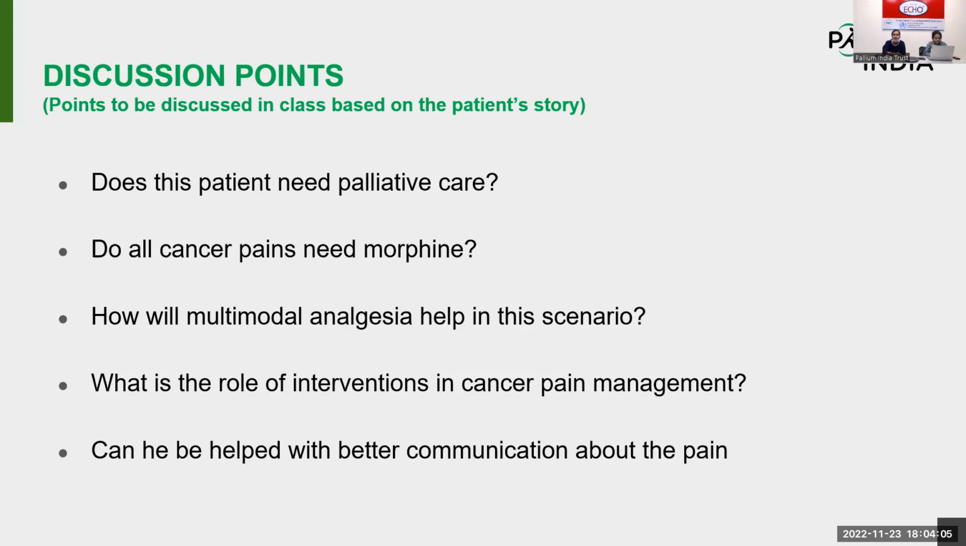Okay. And how will multimodal analgesia help in this scenario that has already been discussed by Madam? And any other doubt in that? Anyone have any other doubt? I hope it's clear for you all. A role of interventions already mentioned. And the last discussion point is, can he be helped with better communication about the pain? That is also already mentioned. Anybody can unmute and answer.